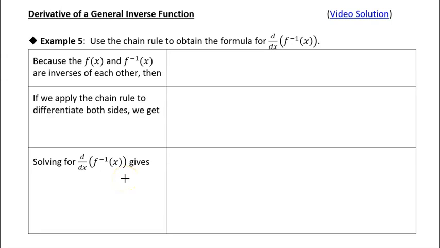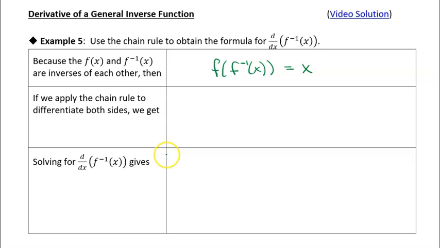All right, so what would happen if we apply the procedure that we used for ln of x, inverse tangent of x, and inverse sine of x? What if we apply that to a general function f of x? Let's go through that same process and see what happens. So the first step is just to write f of f inverse of x is equal to x, right? Just like we did before.